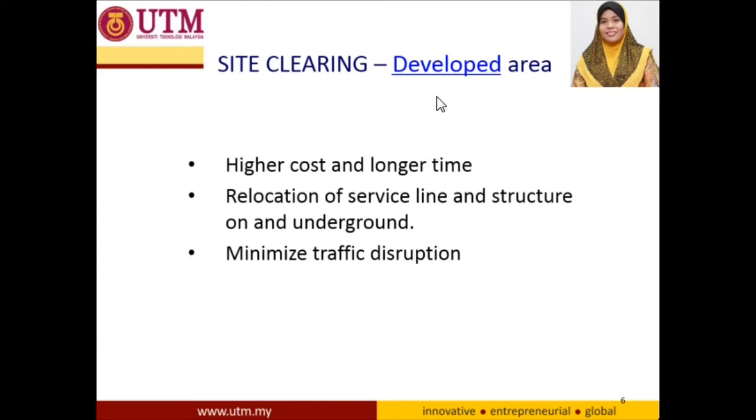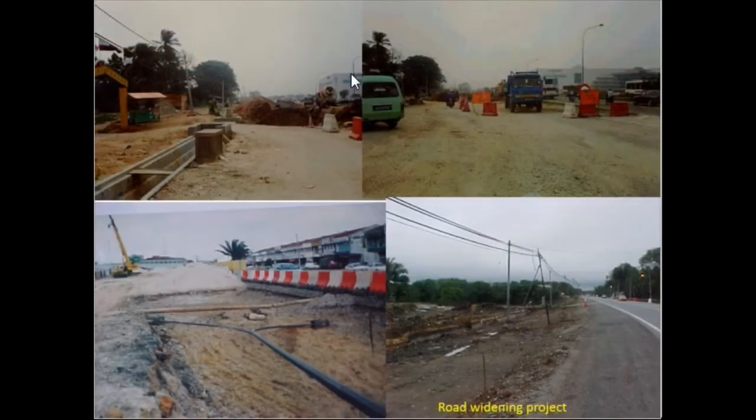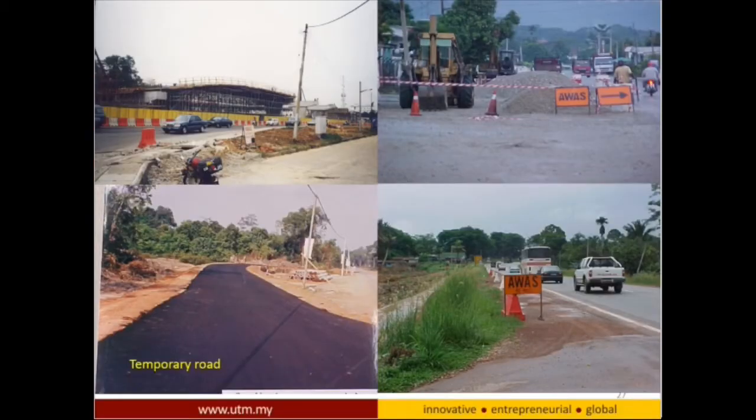Okay, let's see what we have here. These photos show the developed area where the road construction takes place. It can be seen that the pipe is discovered after the excavation. And then here, the removal of the lamppost and also relocation of the electric cable for the widening project. This shows the road construction within the developed area, and then the provision of proper work signage and also the temporary road for the traffic diversion.